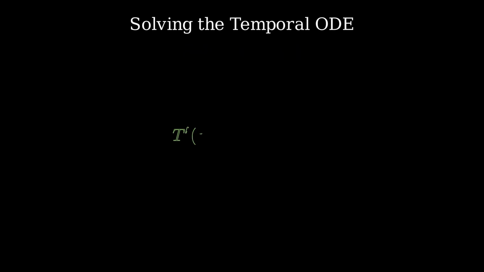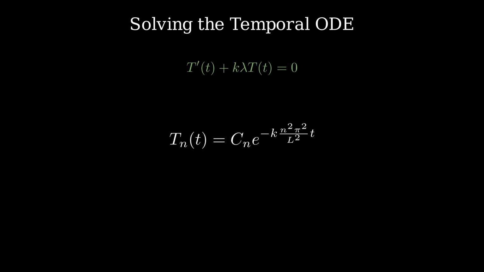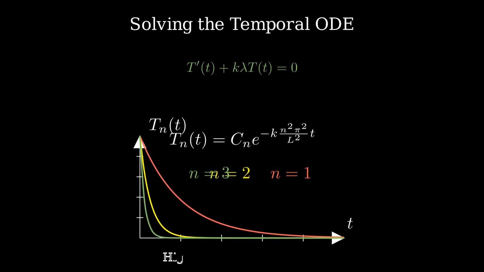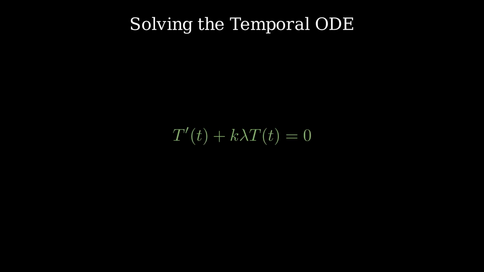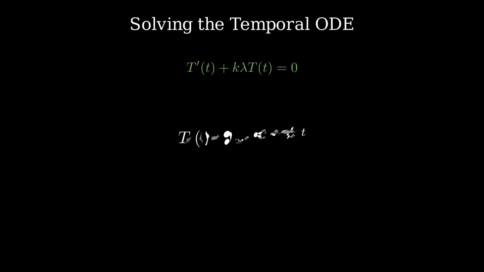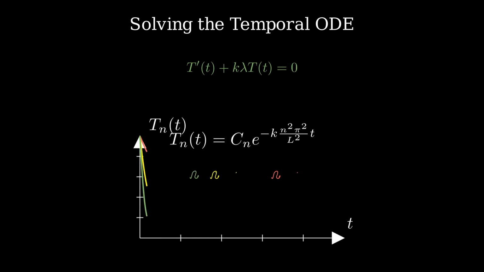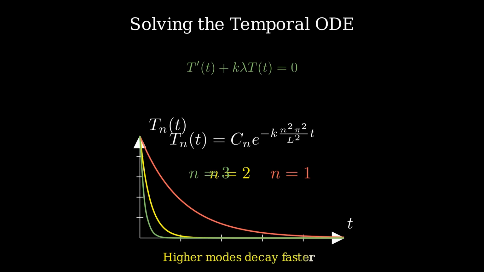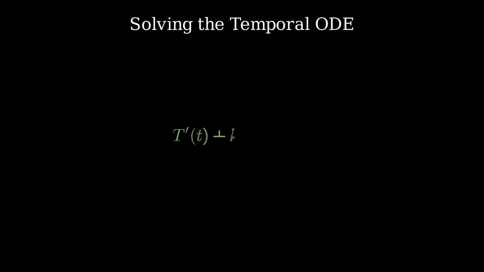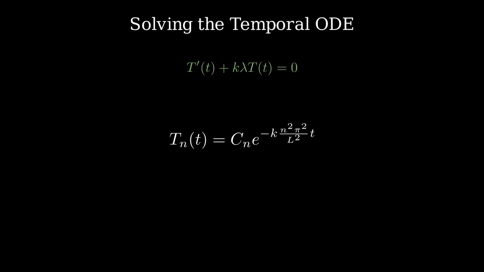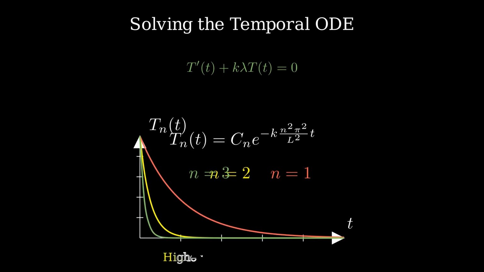Now for the time-dependent equation, we have T prime plus k lambda T equals 0. This is a first order ordinary linear equation with solution uppercase T of t equals c times e to the negative k lambda t. Substituting our eigenvalues lambda n equals n squared pi squared over L squared, we get T sub n of t equals c sub n times e to the negative k n squared pi squared t over L squared.